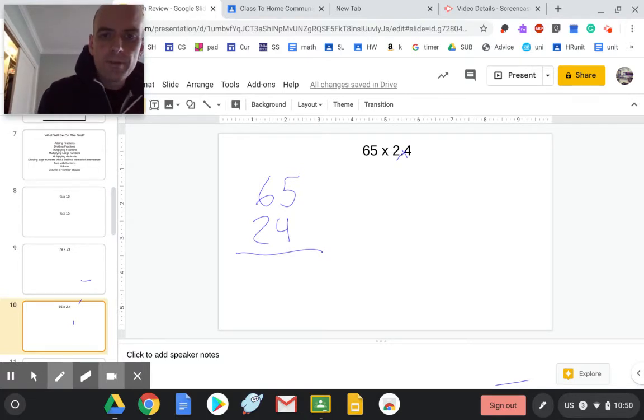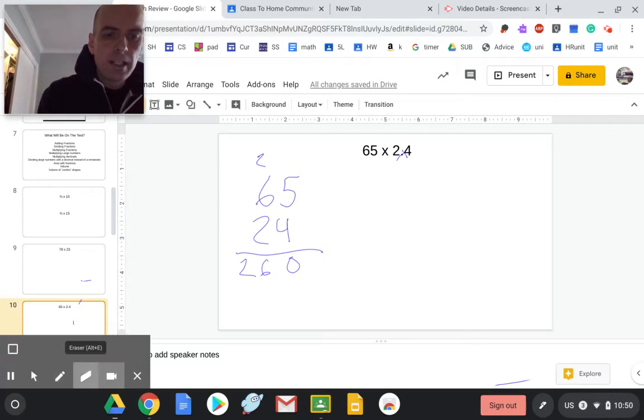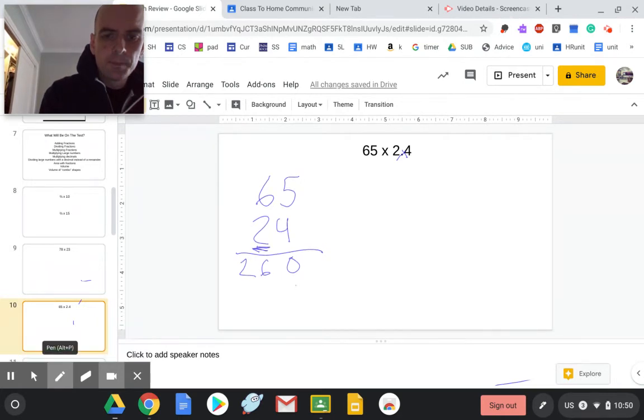So 4 times 5 is 20. Carry the 2. 4 times 6 is 24 plus 2, so it's 26. Erase what's up here. Now I'm in the 10, so I'm going to put a 0. And now they're going to take turns. So 2 times 5 is 10. Put the 0, carry the 1. 2 times 6 is 12, plus 1 is 13.